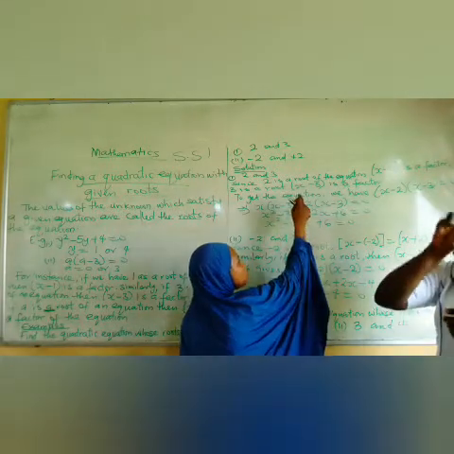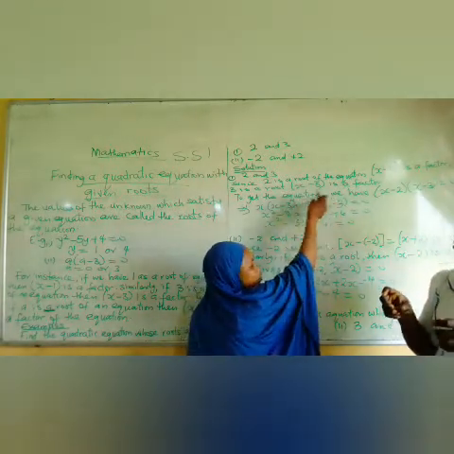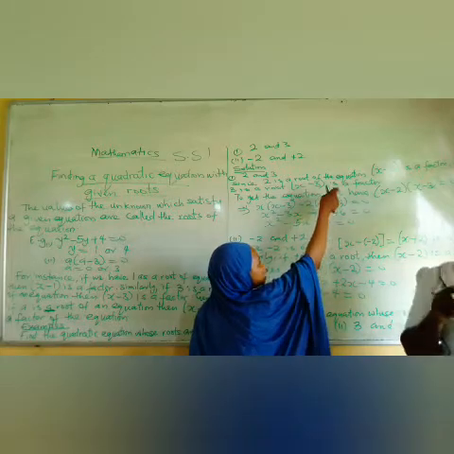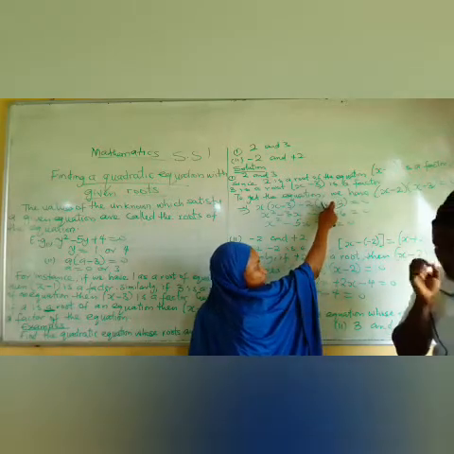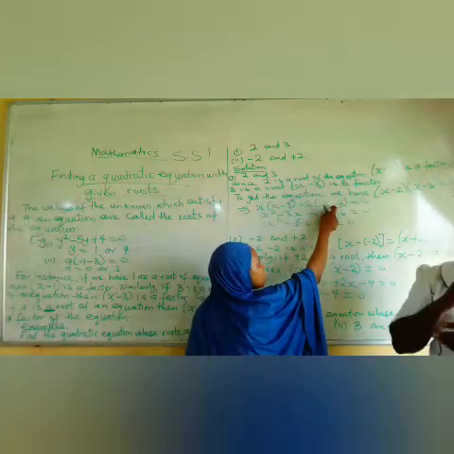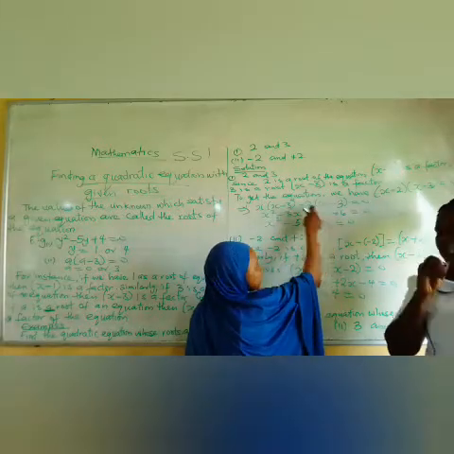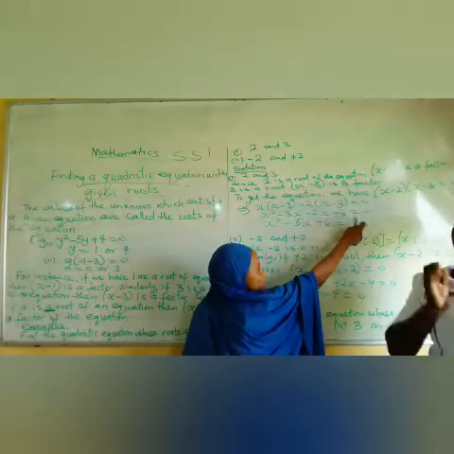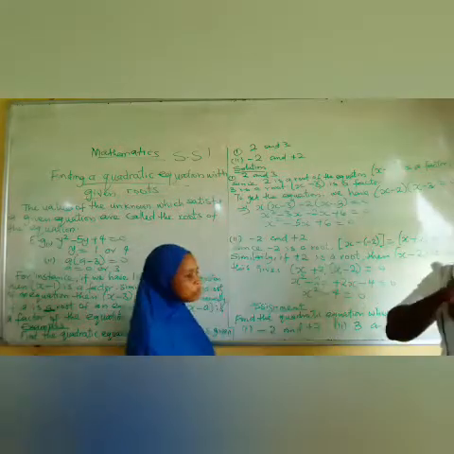Remember that when you want to open your bracket with a negative sign, it will affect what you have in the bracket. Therefore, minus times minus is equal to plus. That is why we have plus 6 here. Everything is now equal to 0.